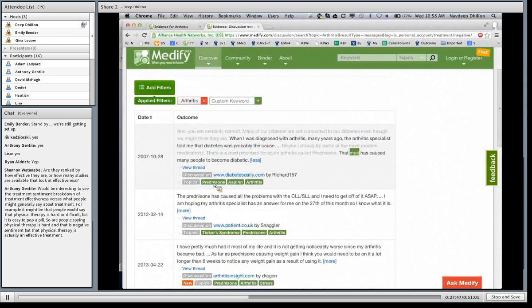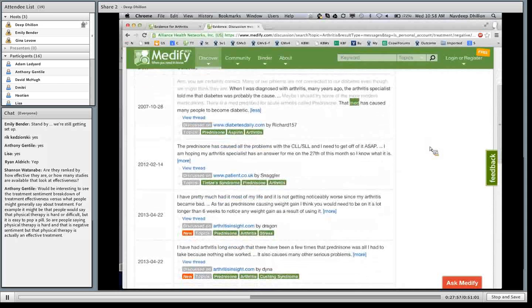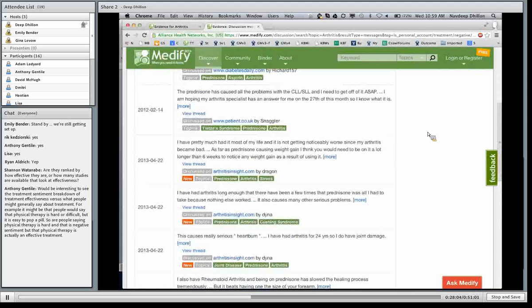Some of the other information: we do some summarization across the discussion thread. So this thread is primarily about prednisone, aspirin, arthritis. It's basically just bubbling up term counts across the entity identification, so nothing too sophisticated. Again, in this case, this person is saying it's caused a bunch of problems. The second one, the third one, they're actually talking about prednisone causing weight gain.